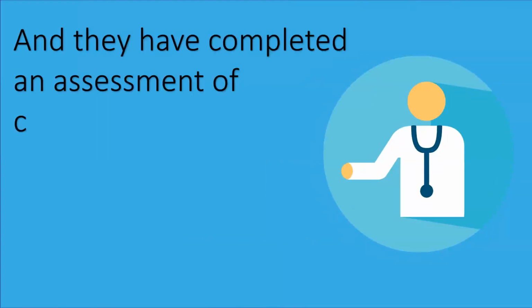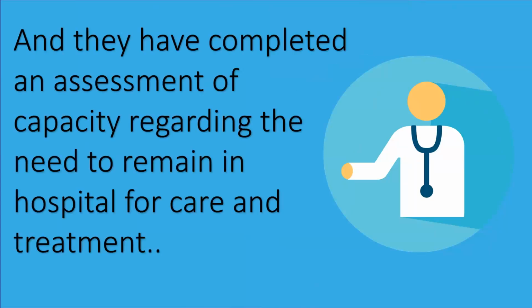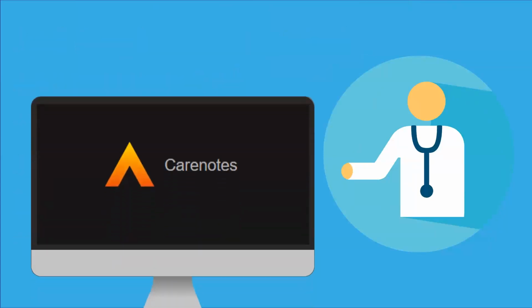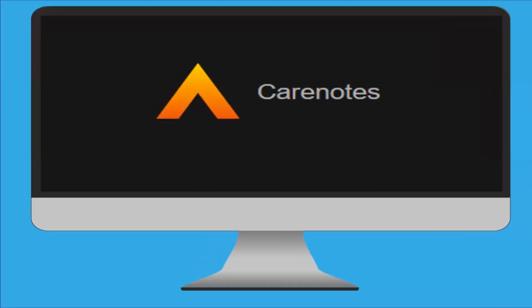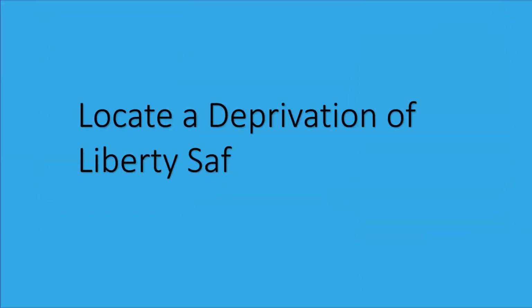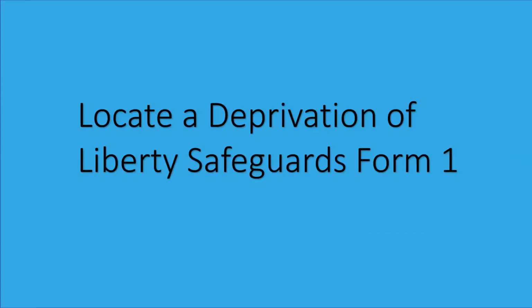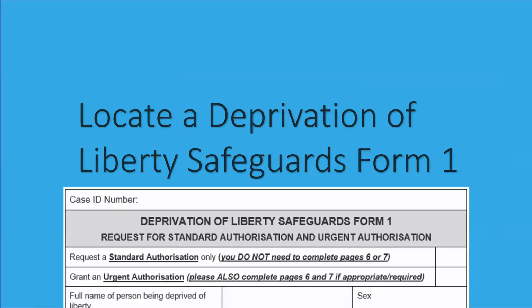and they have completed an assessment of capacity regarding the need to remain in hospital for care and treatment, and documented this conversation on Care Notes using the relevant Care Notes form under the Assessments tab. We can then go ahead and locate a Deprivation of Liberty Safeguards Form 1. It looks like this form here.